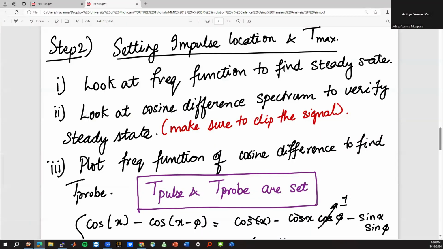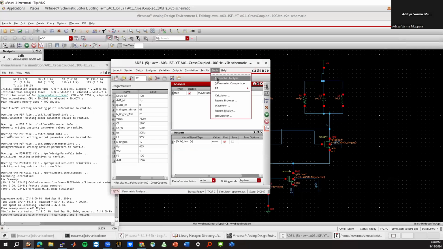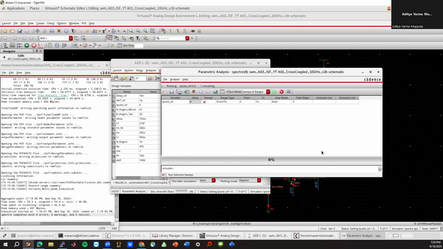And then I said we have to look at the cosine difference spectrum to verify that it is actually in steady state, right? So let's see how to do that. What does that mean? For that, I will have to set up a parametric analysis, and then I want to see with the impulse and without the impulse what happens. So I need to set it to iPulse, and then I'll say 0 versus 1 micro, and then just 2 steps, right? So I'll run the simulation and then we'll see what happens.